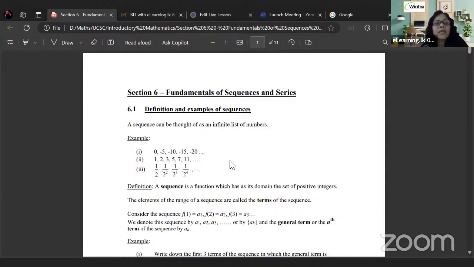Each element in a sequence we call a term. The first element, the number displayed first, the starting number of the sequence, we call the first term. The number that starts the sequence is the first term of the series.